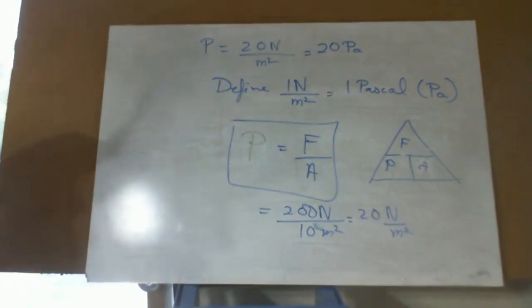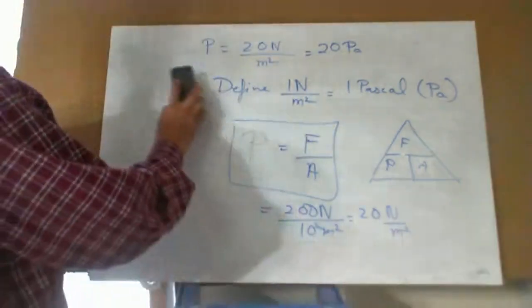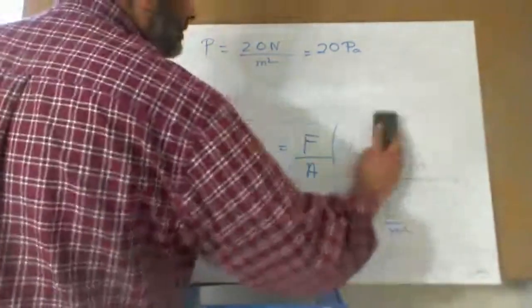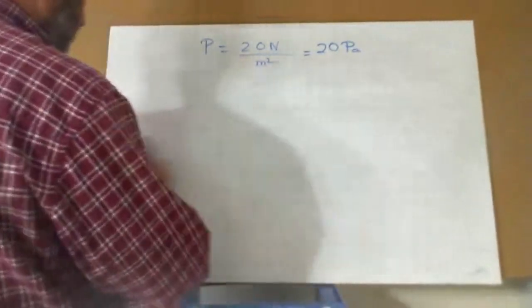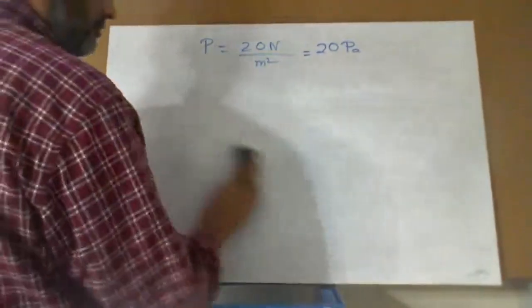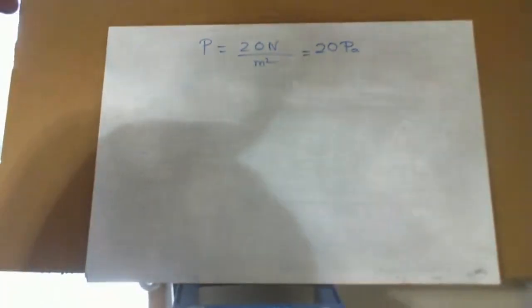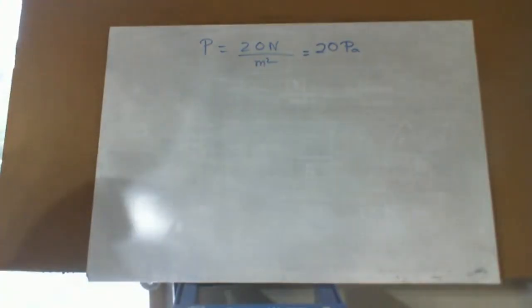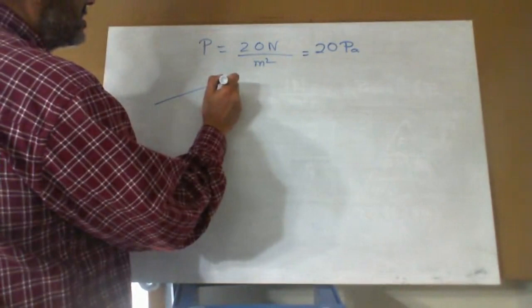All right, let's go to the next. For example, let's go back to our original. We had this.